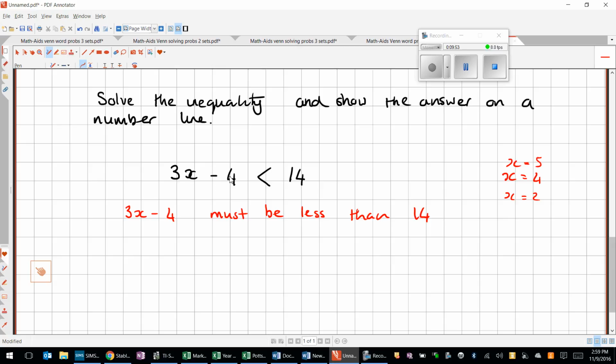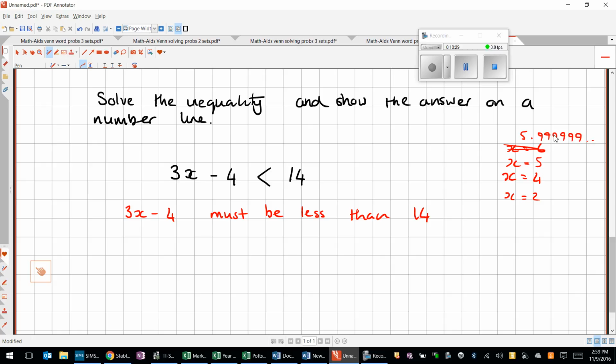What about x equals 6? 18 minus 4 is 14. No, because it's not less than 14. So what would be the largest possible number? 5, you think? Okay, what about 5.5? Yes, you can go up to something like 5.8 or 5.9. Actually, you could go 5.99999 forever, right? Therefore, we can't really write that.